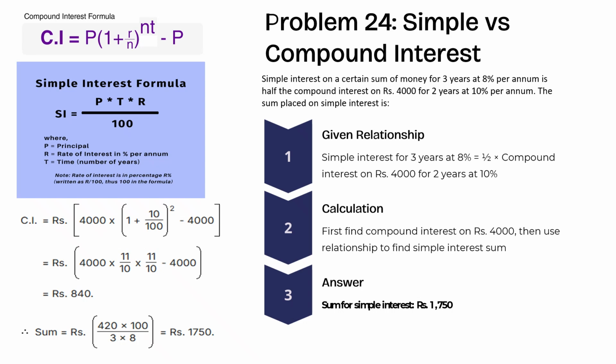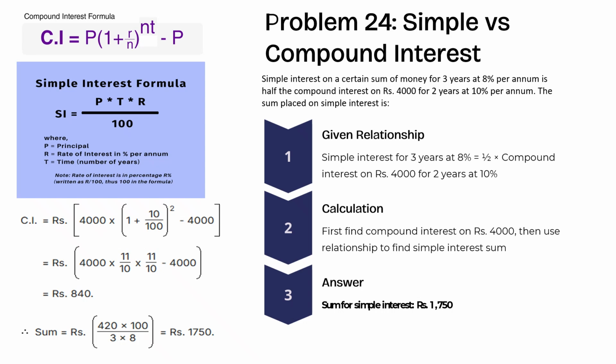So this T and this R will go to the other side of the equal sign, so the denominator will go to the numerator and the numerator to the denominator. The final calculation will be 420 into 100 divided by 3 into 8. If we simplify this, we derive the final answer of 1750. So that's all about question number 24.